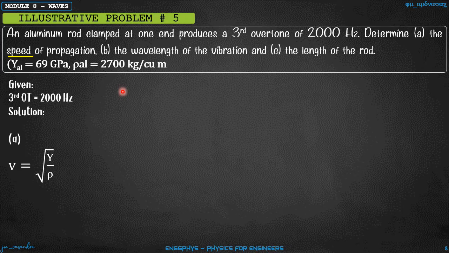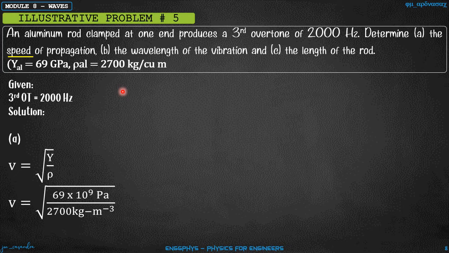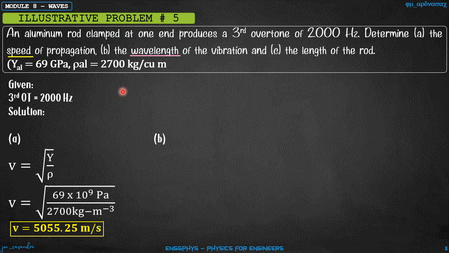Okay, so once you have converted this, just directly substitute, so that will be the square root of 69 times 10 raised to 9 divided by 2,700. So computing for the value of the speed, we will arrive at 5,055.25 meters per second. Okay? So next requirement is the wavelength. So how are we going to solve for the wavelength? So for the wavelength, we're given the speed, we're given the frequency of the third overtone.